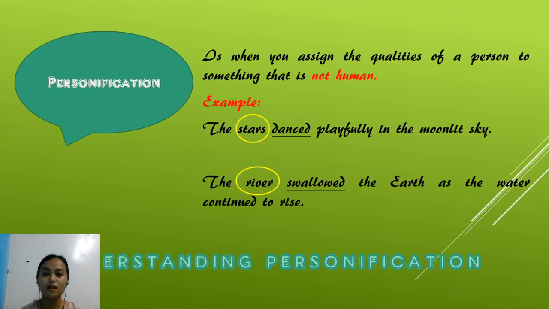So, what is personification? It is a type of figure of speech. Okay, we have simile, metaphor, and now we have the third, personification. It is when you assign the qualities of a person to something that is not human. So, example. We have: the stars danced playfully in the moonlit sky.